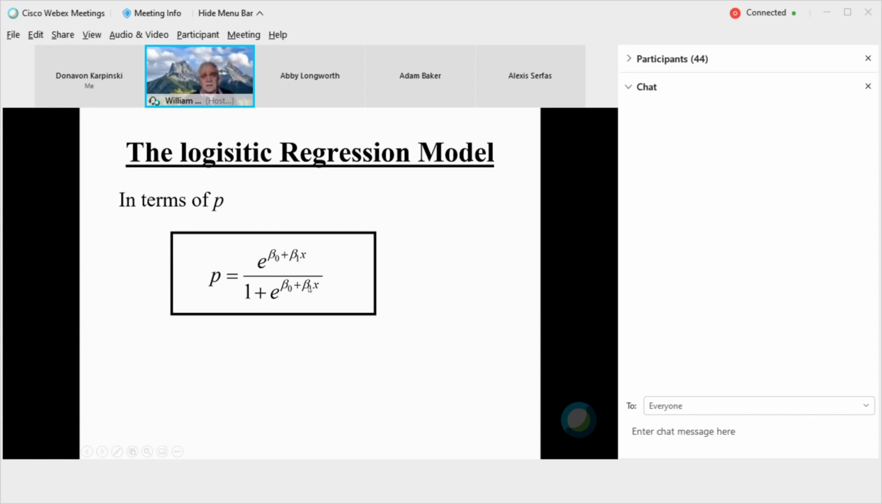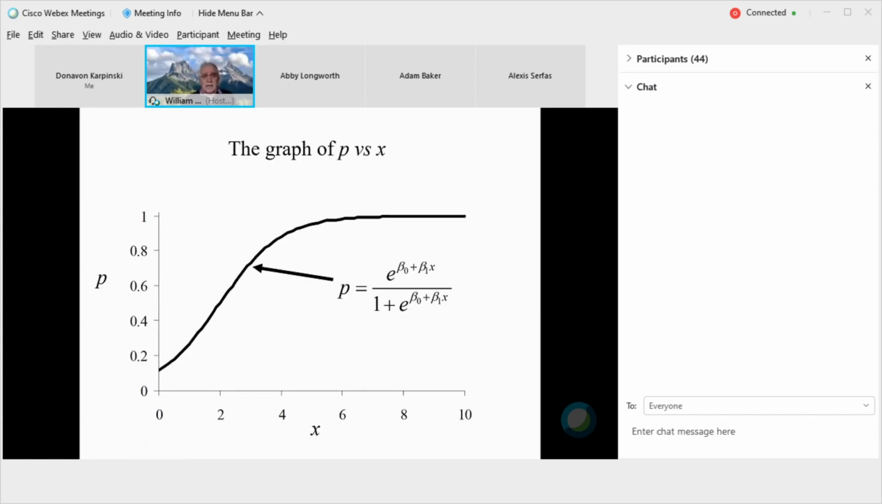When you found beta naught and beta 1, you can actually plot this graph, p versus x, to show what those two parameters mean. That's what the graph will look like. It'll be an S curve. When you found the values of beta naught and beta 1, compute p for different values of x, and draw a curve through those values. That will asymptote out at 1. Back here, it'll cross this axis when p is equal to e to the beta naught over 1 plus e to the beta naught.